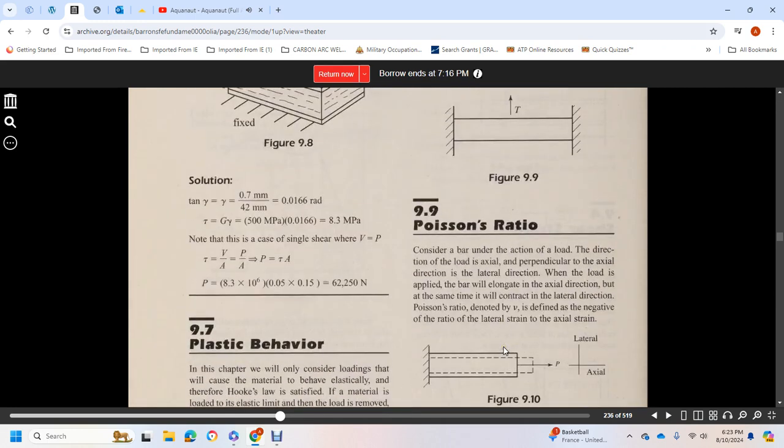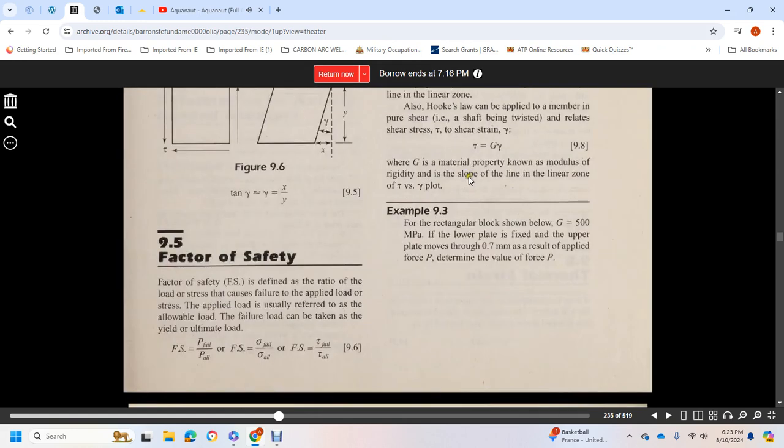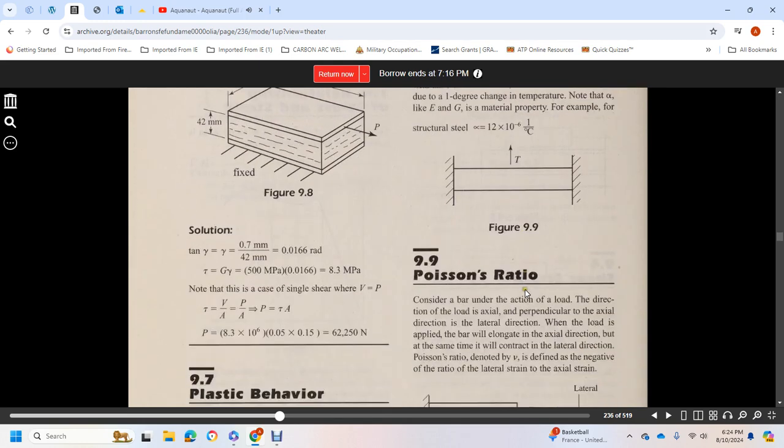Here alpha is the coefficient of thermal expansion, in units of 1 over degrees Fahrenheit, defined as the strain due to a 1 degree change in temperature. Note that alpha, like the modulus of rigidity, is a material property. For example, for structural steel it is 12 times 10 to the negative 6 per degree Celsius.